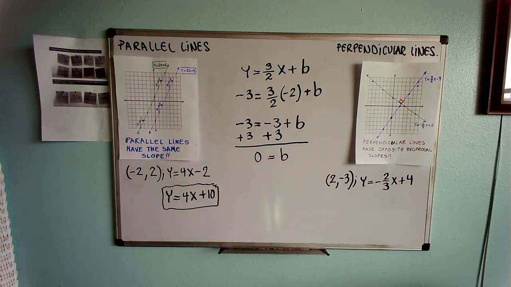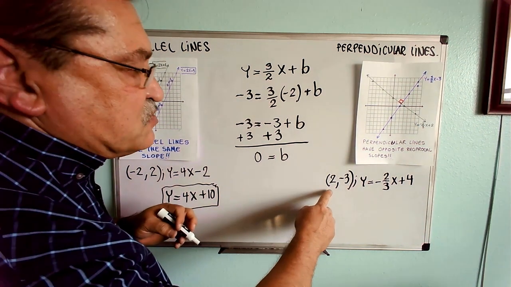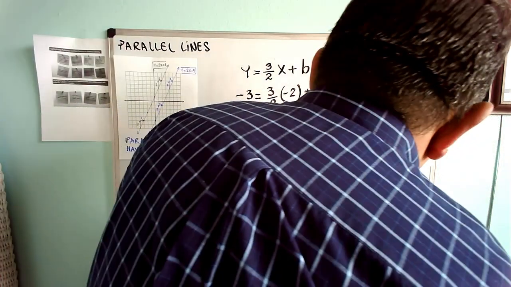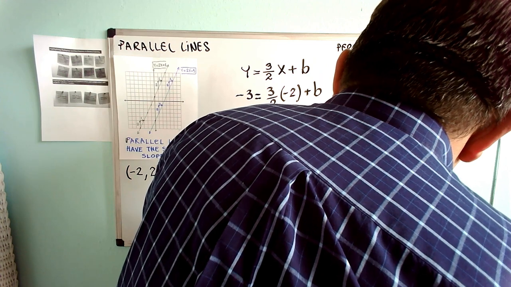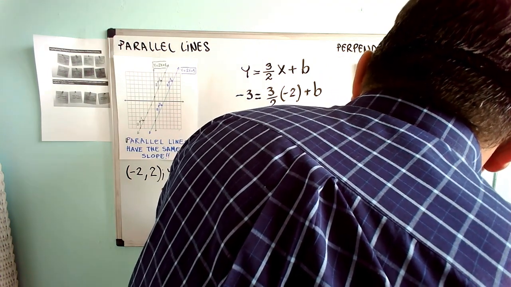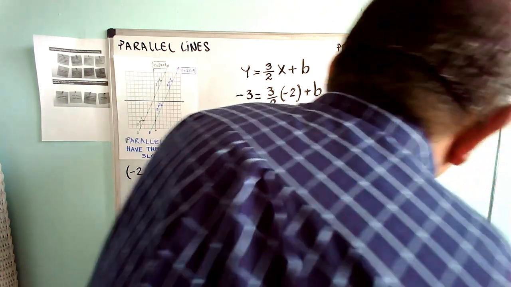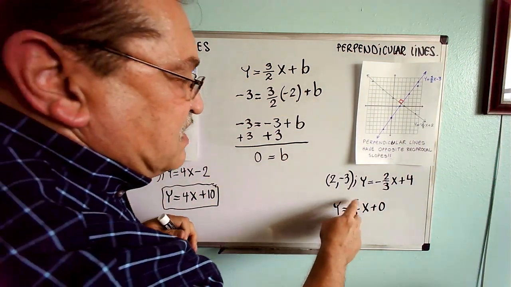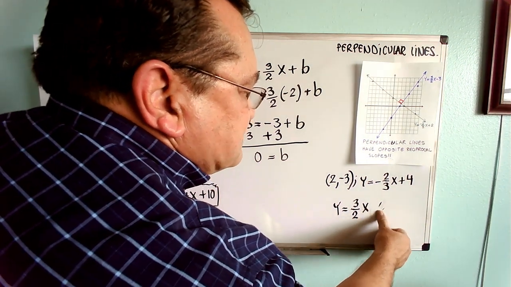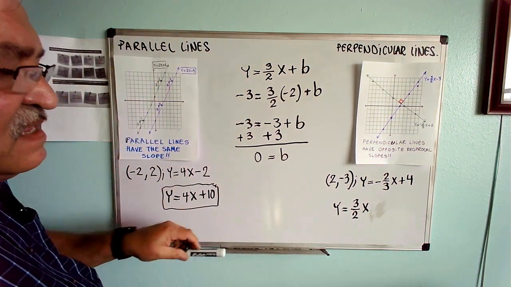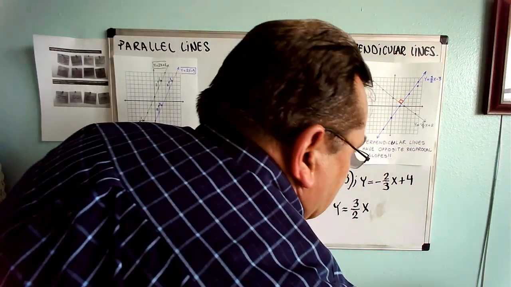So then the equation of a line perpendicular to y equals negative 2/3 x plus 4 and passing through the point (2, negative 3) is y equals positive 3/2 x plus 0. But saying 3/2 x plus 0 is just 3/2 x, so we don't need to write plus 0, and that's the equation of the perpendicular line.